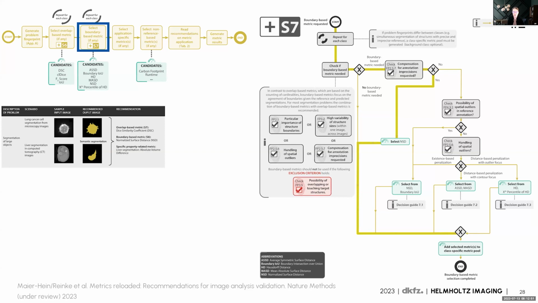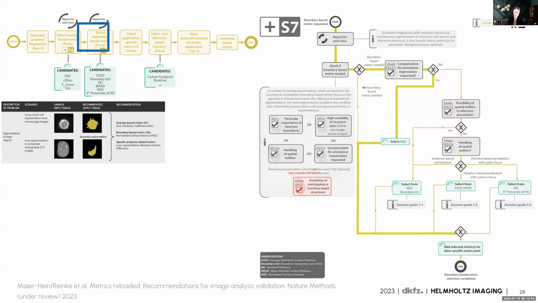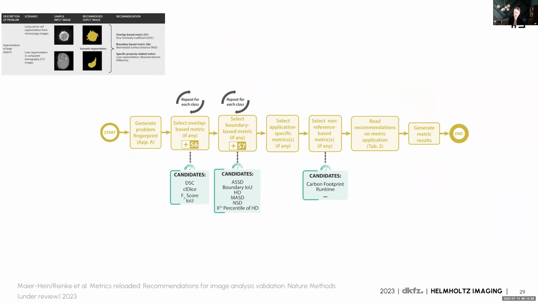After we selected the DICE and the NSD, we go back to the primary path and to the node select application-specific metrics. This node we included because we wanted to make sure that you could really, as it says, select a very application-specific metric. Sometimes you just have a metric that is very specific for your research problem, or you have something that is newly developed. We just wanted to give people the opportunity to also use their metrics that are really specific.